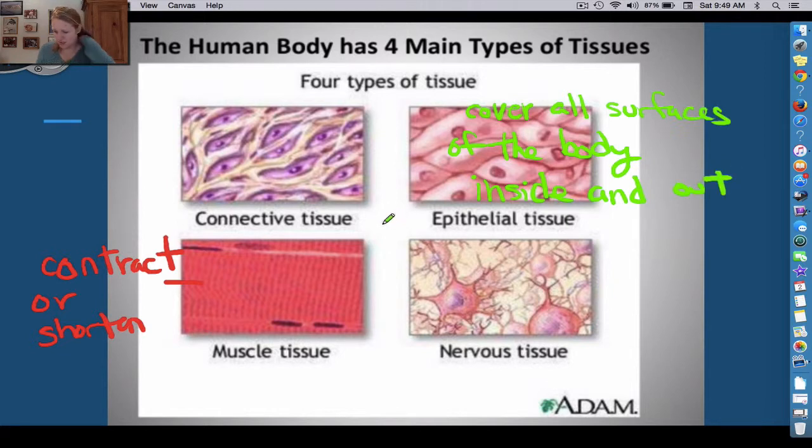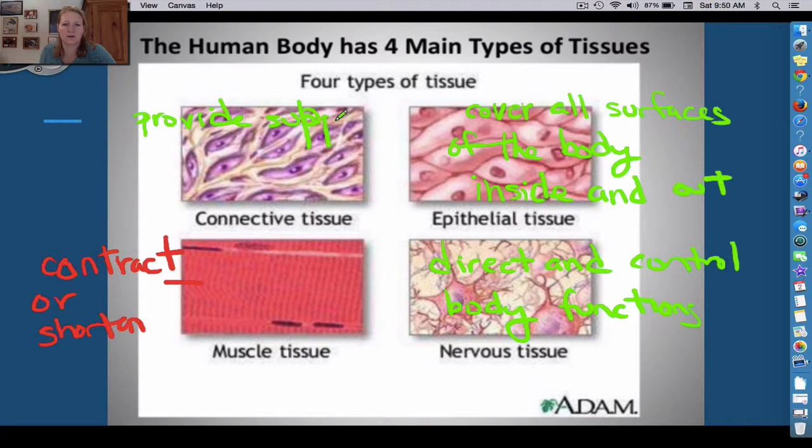Okay, nervous tissue, what these guys do is they direct and control body functions. And then the connective tissue, its main job is to provide support. It's kind of like this great support.